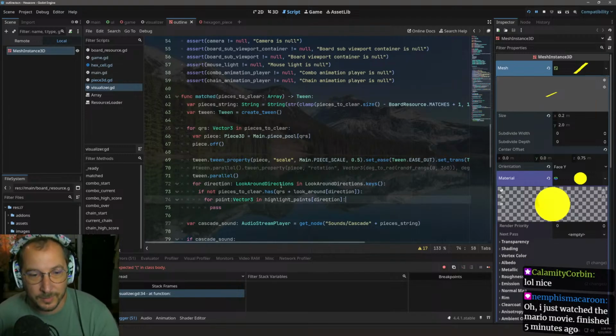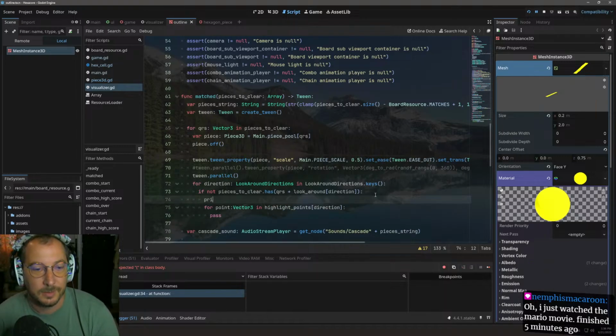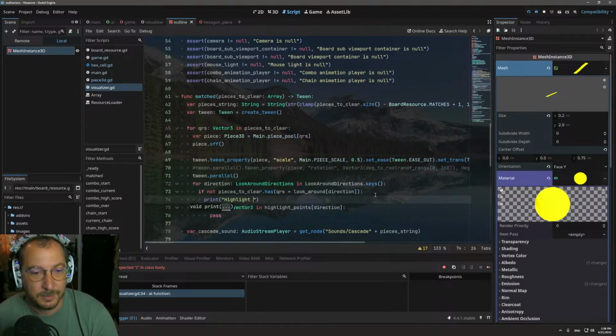So here's what we're going to do. Since we know the points that we're going to highlight, I'm just going to say highlight points.